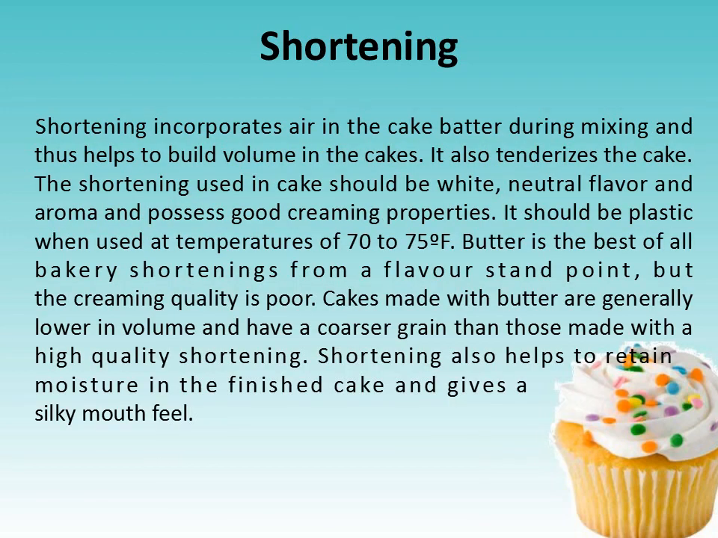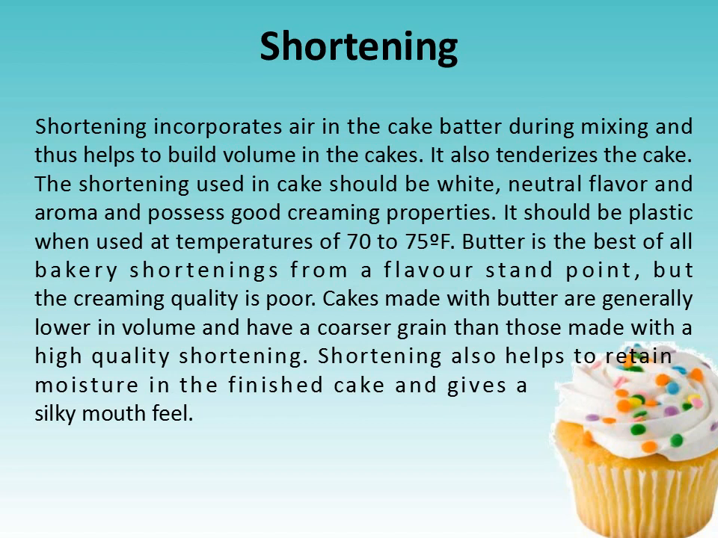Shortening incorporates air in the cake batter during mixing and thus helps to build volume in the cakes. It also tenderizes the cake. The shortening used in cake should be white, with neutral flavor and aroma, and possess good creaming properties. It should be plastic when used at temperatures of 70 to 75°F.